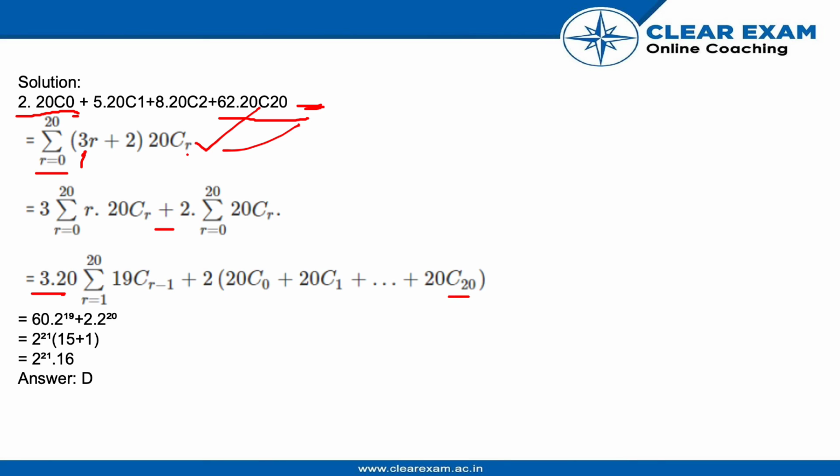Plus 2·2 to the power 20. Taking 2 to the power 19 common, we get 2 to the power 19 times (60 + 4), which is 2 to the power 21 times 16. You can split it like this, so it will be 2 to the power 21 times 16. So the answer will be option D: 2 to the power 21 times 16. Okay.